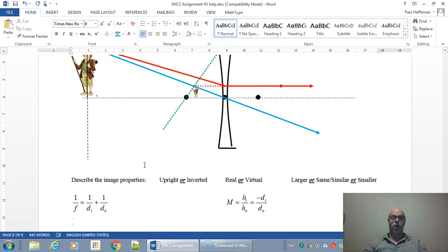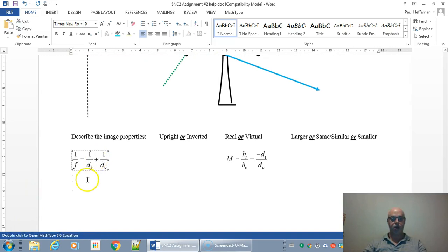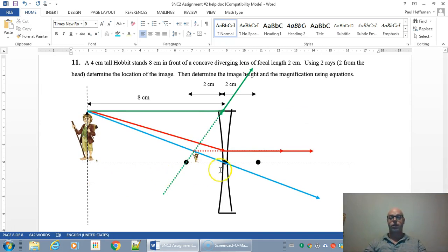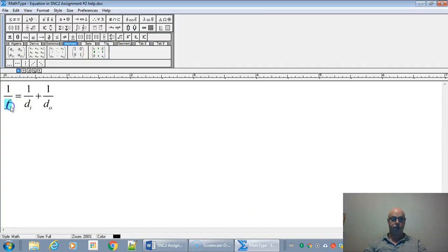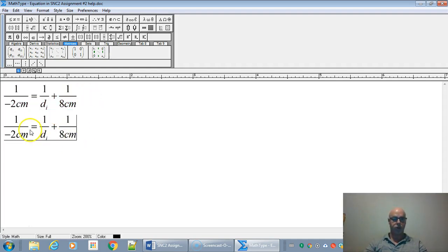We're going down to the lens maker's equation right here, and we're going to fill it in. Because this is a diverging lens, we're using the negative focal length, so -2 centimeters instead of 2 centimeters. The object distance was 8 centimeters. We're going to bring the 1/8 over to the other side.